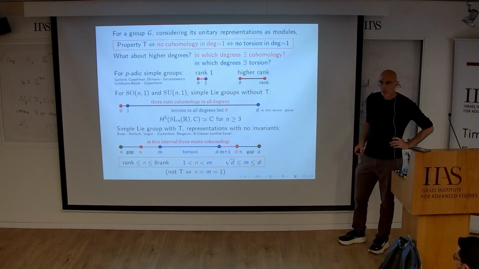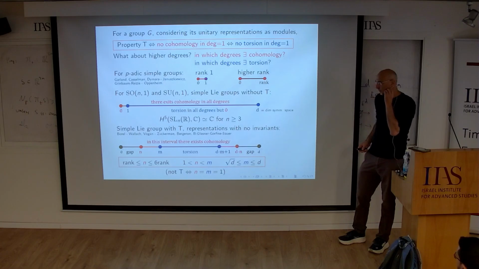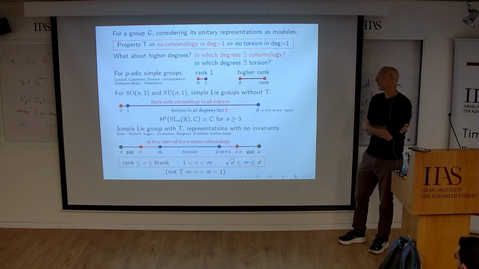For SLN, what is it? For SLN, it's n choose 2 plus n minus 1.